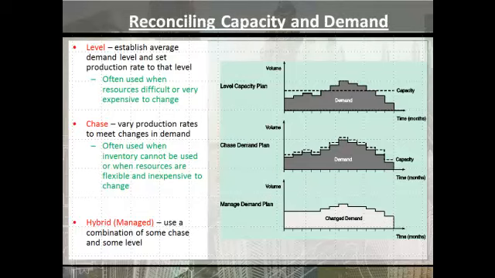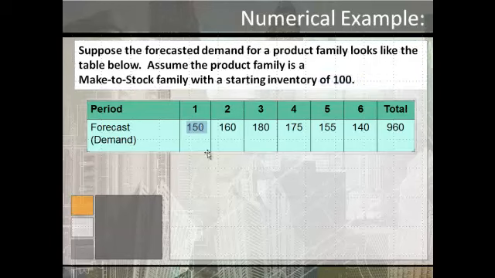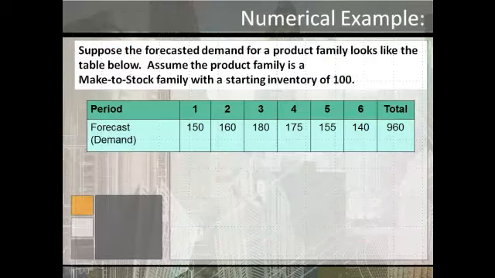If we look at this numerically, let's say we've got a factory, and we have a starting inventory of 100 garments, so we want to maintain that 100 garments regardless of how much we produce or how much we supply. Our warehouse must always have 100 garments. So in our first period we expect demand to be 150 garments, second period 160, 180. So we've got fluctuating demand, which reflects this little pyramid there, with a total of 960.